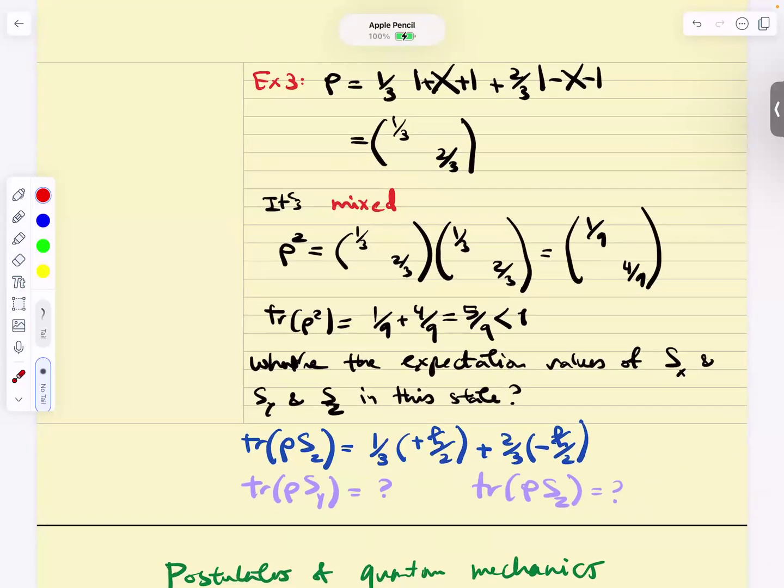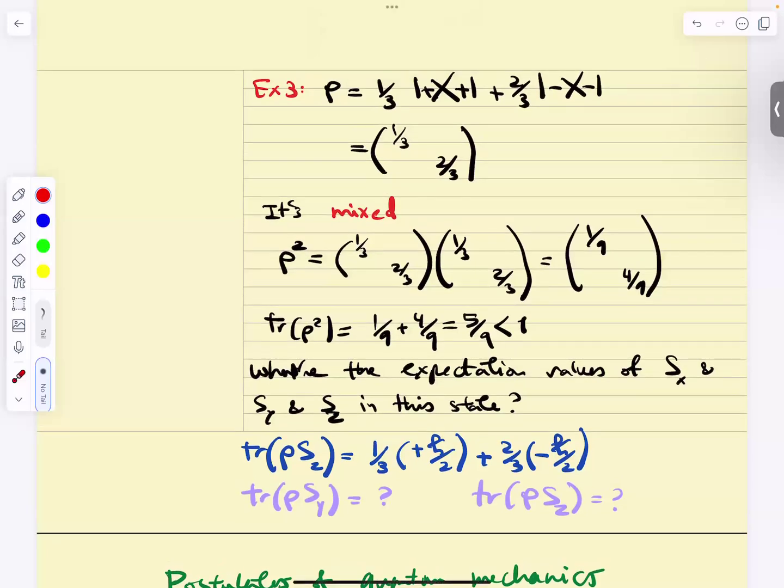All right. So the third example is a state which, with probability a third, is in ket plus, and with probability 2/3 is in ket minus. So in the Sz basis, it looks like that diagonal matrix, 1/3, 2/3. Is this mixed? Well, let's square it. If you square it, you're going to get 1/9, 4/9. So if I calculate trace of rho squared, that's 1/9 plus 4/9, that's 5/9, smaller than 1. The purity is less than 1, the state is mixed.